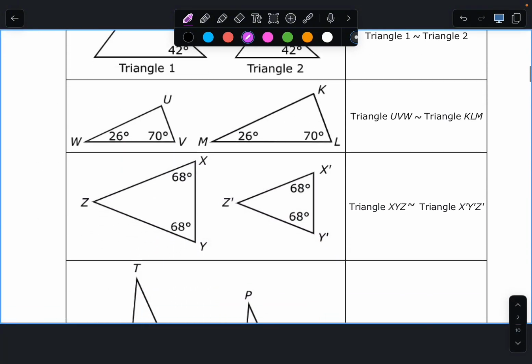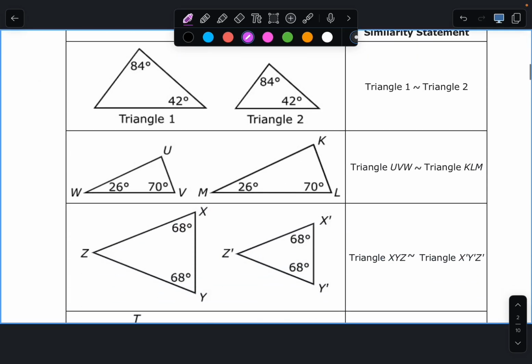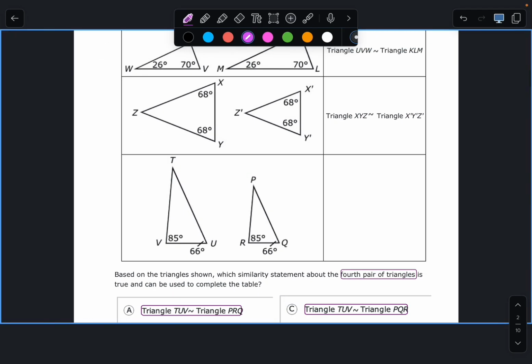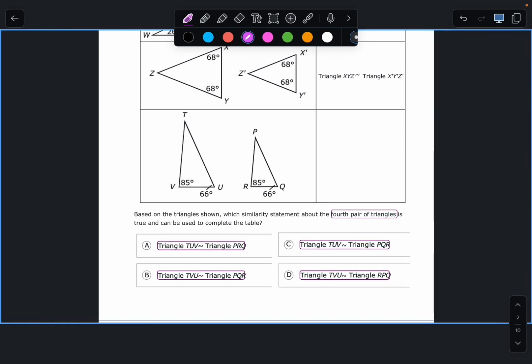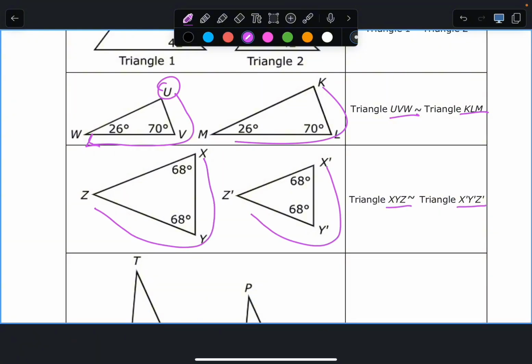This one, all it is is naming the triangle, naming it in the correct order. If you look at the other ones, notice UVW, UVW, KLM, KLM, XYZ, XYZ. Everybody see the pattern?